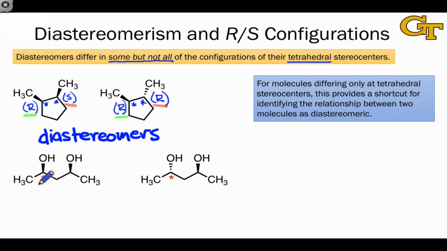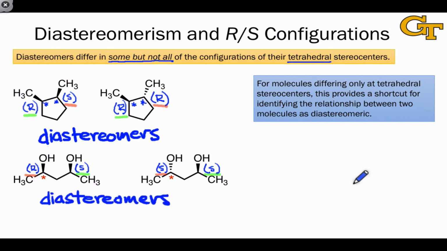Here are the cis and trans pentane diols from the last slide. Applying the same method, we find that the stereocenters on the left differ in configuration. The left-hand one is R and the right-hand one is S, while they match in configuration at the other stereocenter. Both of these have the S configuration. Because they match in configuration at some of their stereocenters, but differ in configuration at others, these two molecules are also related as diastereomers. In the next video, we'll take a more detailed look at the other type of stereoisomeric relationship, enantiomerism.